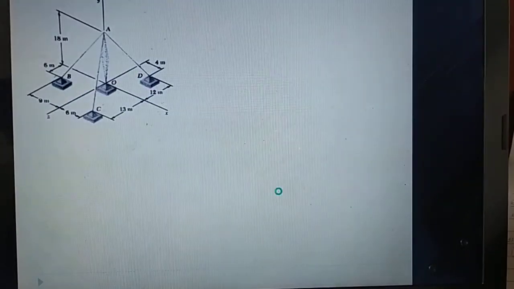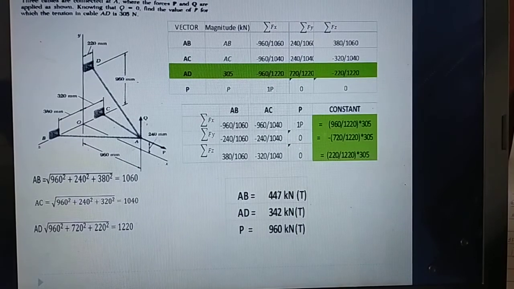Okay, so another problem, the three cables in this arrangement. So this is the orientation of our axis. The Z axis is towards me, positive, Y axis going up, positive, and this is the X axis. So point A is 240 millimeter above the reference line from the zero axis, 0 point or datum.